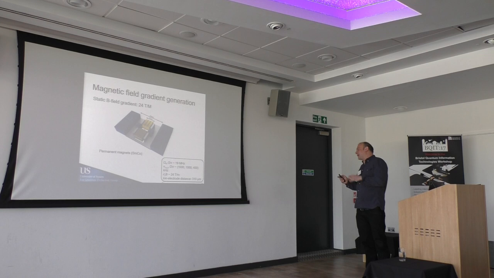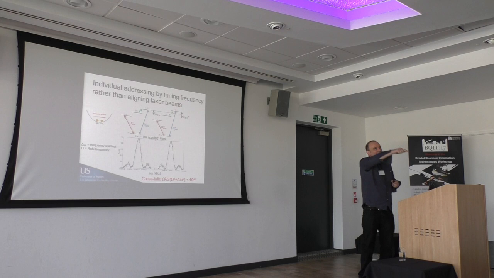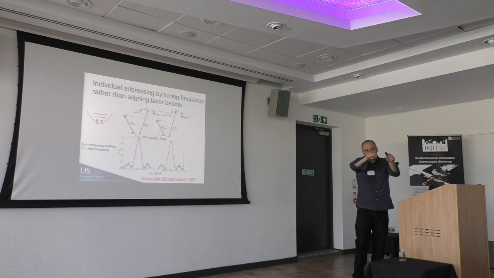But I'm going to show you now something else, individual addressing. If you have laser gates, imagine you're going to have to focus your laser beams with 10 micron accuracy onto your ion. And since your second ion might only be 5 microns next to that first ion, it's going to be very hard to make sure you only interact with ion 1, but not with ion 2.